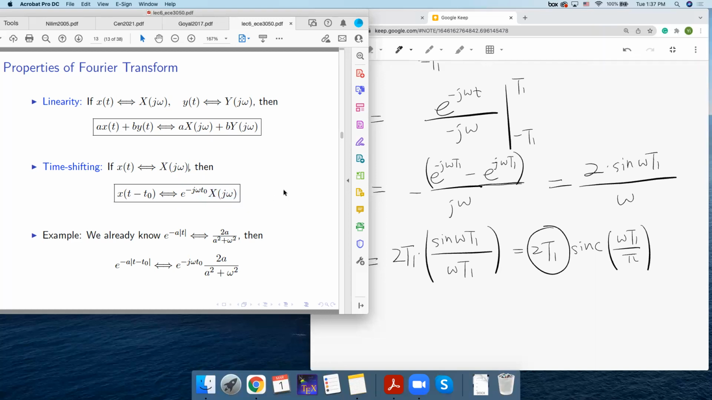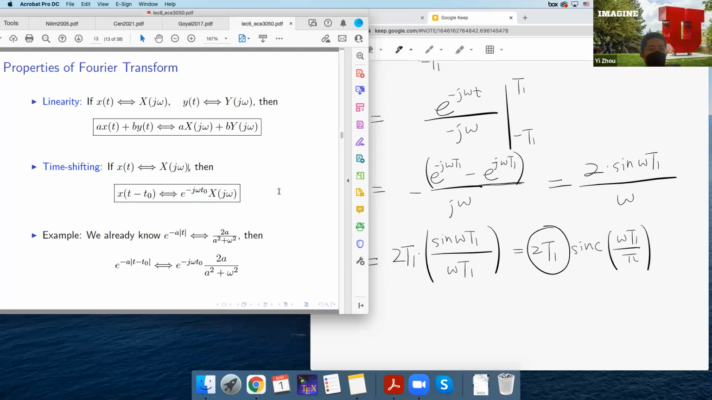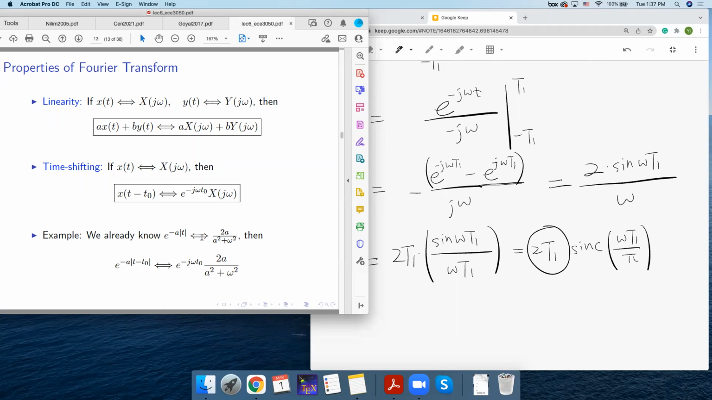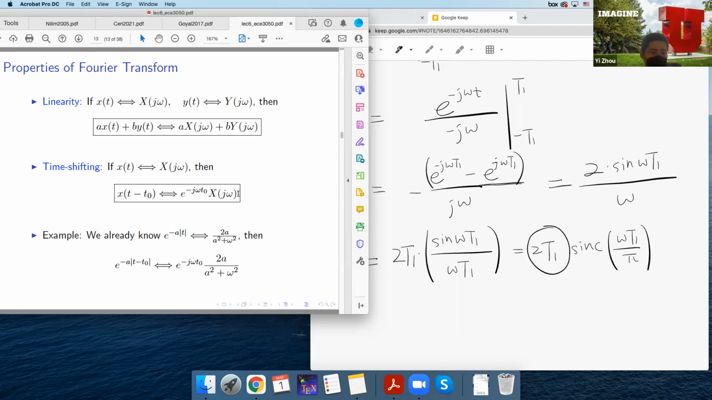Is it possible to do an example of the time shifting for this? Sorry, I didn't get it. Do you want an example for this? Yeah, is it possible to do an example of the time shifting? Yeah, we can actually prove it.